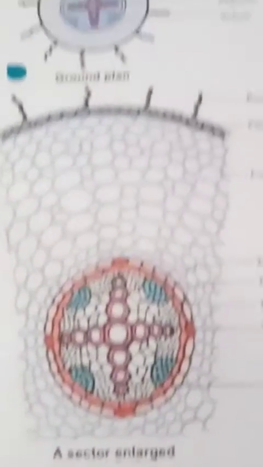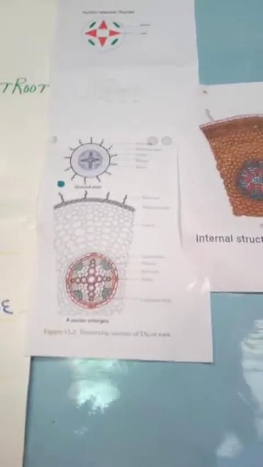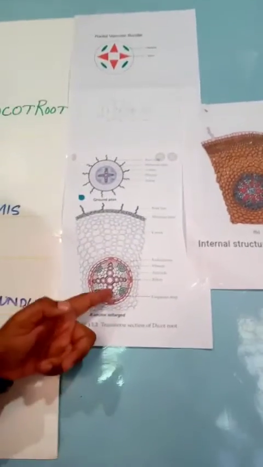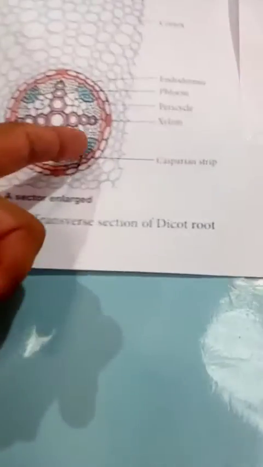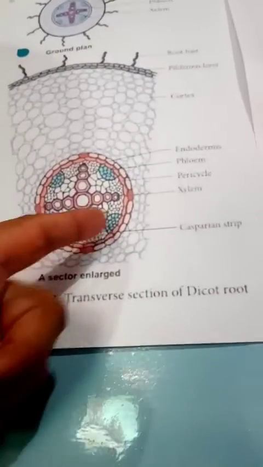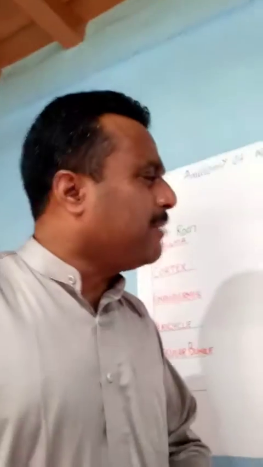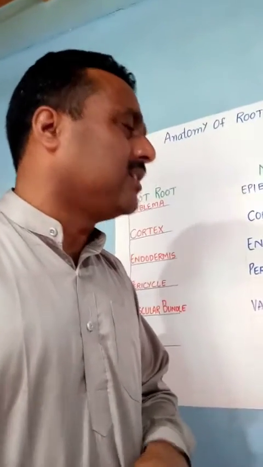Inside this pericycle, we will see the vascular bundles. These vascular bundles are radial vascular bundles. Here this is the xylem, this is the phloem. The xylem and phloem bundles alternate with each other. The number of vascular bundles may be about 2 to 6.